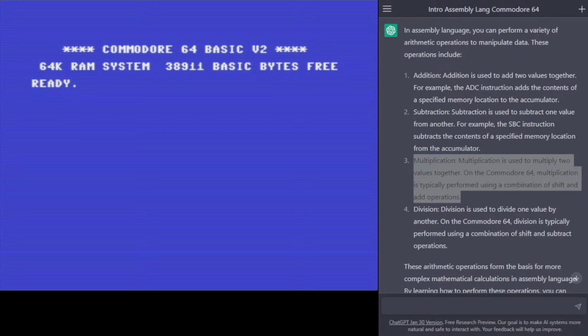Multiplication. Multiplication is used to multiply two values together. On the Commodore 64, multiplication is typically performed using a combination of shift and add operations. So it sounds like on the Commodore 64 we don't have any instructions that can actually do multiplication. Instead, we have to kind of duct tape it like they did back in the day.